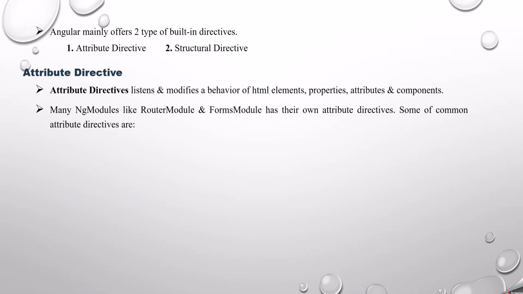Okay, so basically I will start with the first one, which is called your ng class. So what it does, this attribute directive adds or removes classes to an element. Now you can correlate, guys, as I told here, attribute directives basically modify and listen and change the behavior accordingly to HTML elements. So that's the exact thing it is doing.